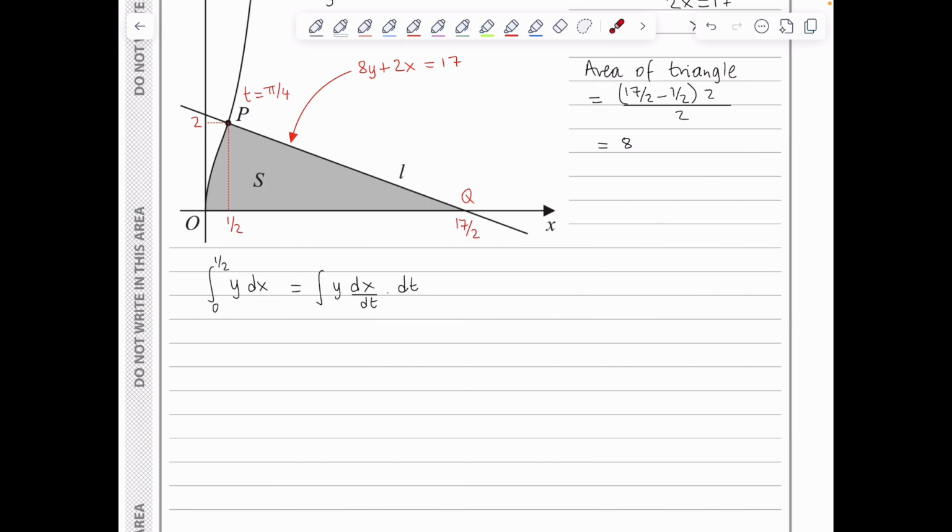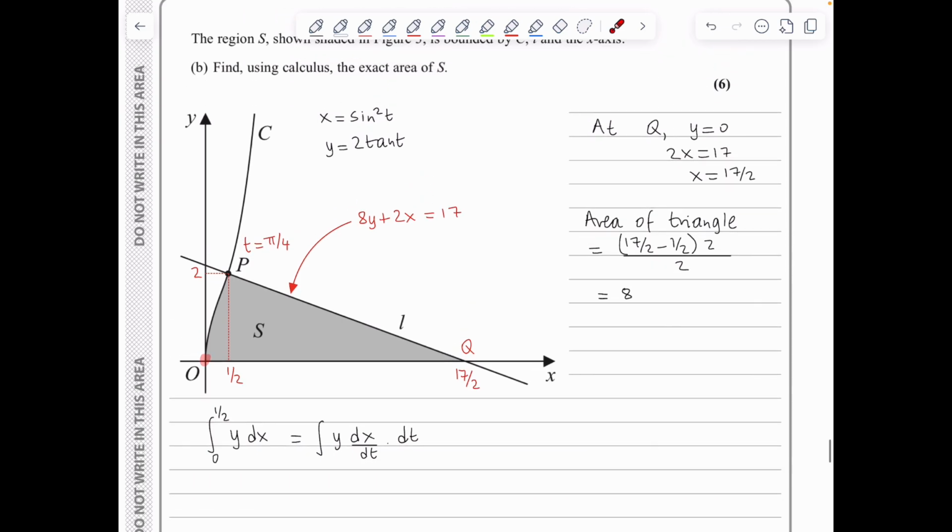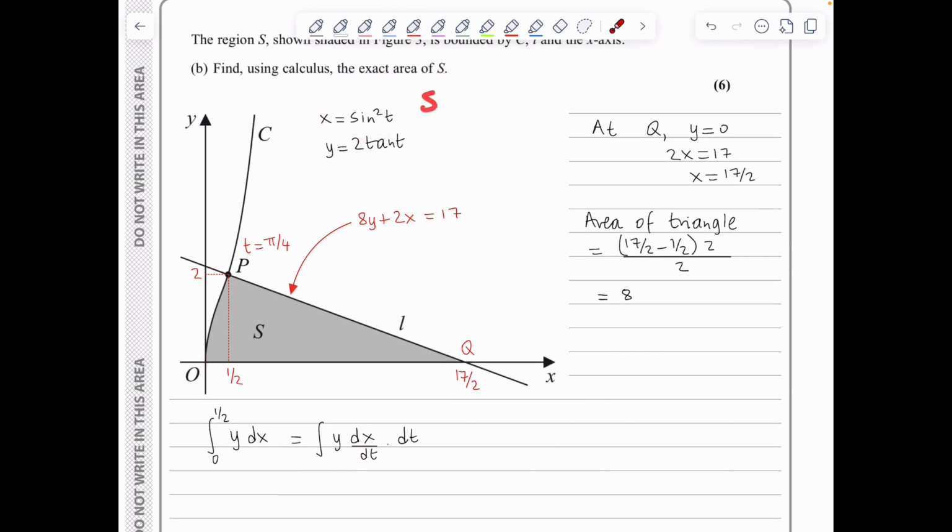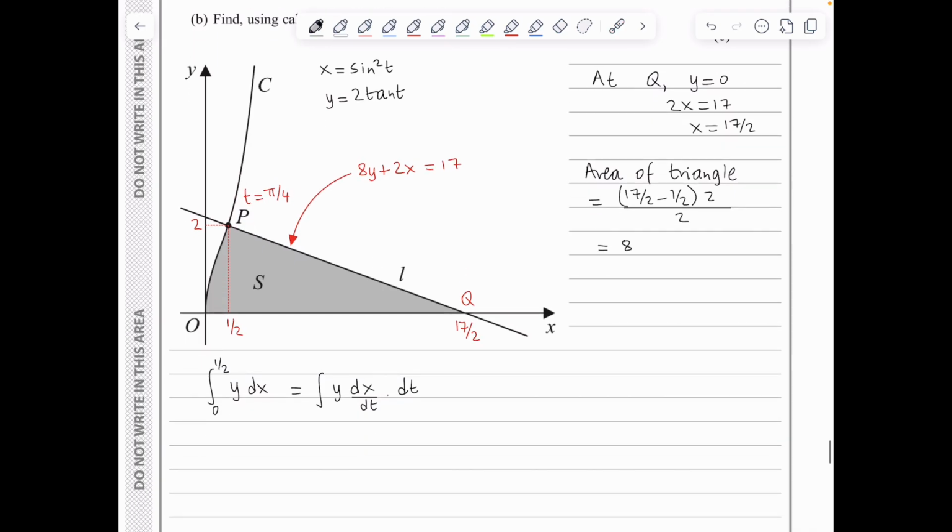Well, we know that when x is 0 here, t is 0, because if we set sine squared t to be 0, we arrive at sine t is 0, and therefore t is 0. And when x is a half, we already know that t is pi over 4. So the limits here will be 0 and pi over 4. So we're looking at the integral from 0 up to pi over 4. Well, y is 2 tan t, and the dx dt, we have already found this to be 2 sine t cos t dt.